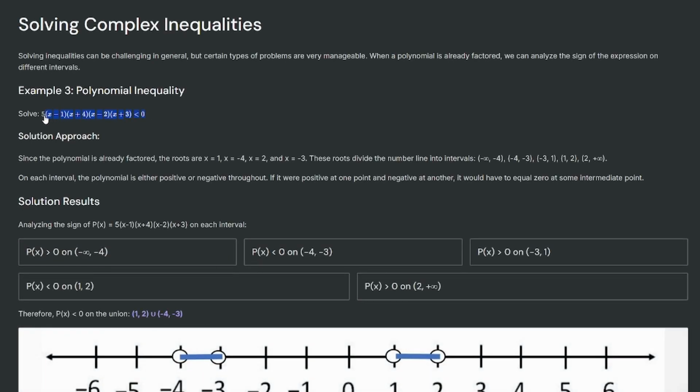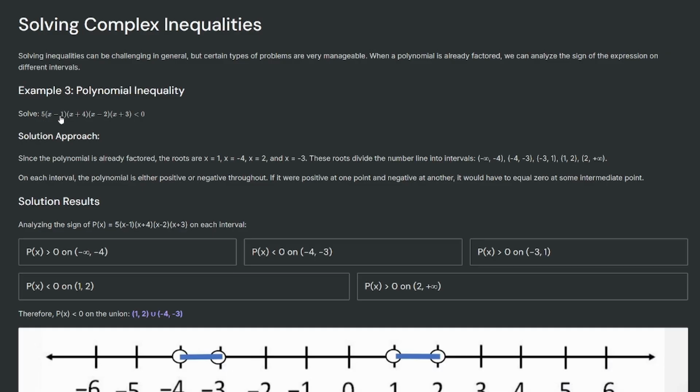Polynomial inequalities, like this kind of question. These are very important questions, also from an exam perspective. The solution approach is basically the same for all these kinds of questions. First of all, we need to find the roots of the inequality, the roots of the function.